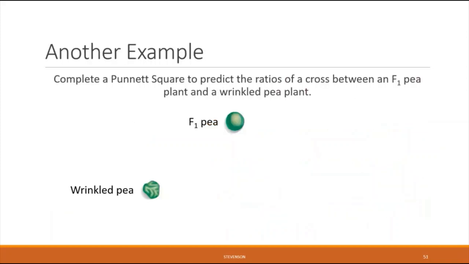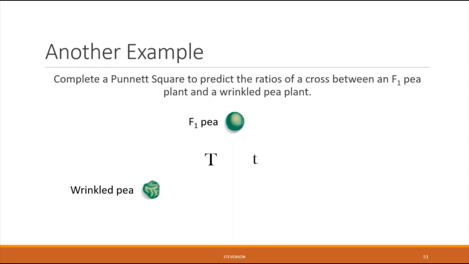Let's take a look at another example of a cross that Mendel also did in his experiments, where we complete a Punnett square to predict the ratios of offspring from a cross of an F1 pea and a wrinkled pea plant. Now the F1 pea, we know that its genotype was big T, little t. Therefore, when we complete the first step of predicting what is in this plant's alleles, we know that there are two different possibilities because it is heterozygous. Some of its gametes will have the capital T, and some of its gametes will have the lowercase t.